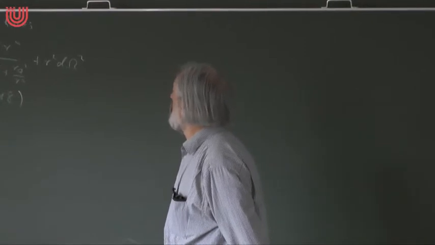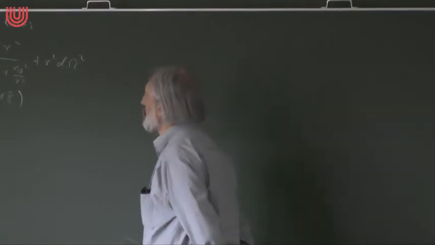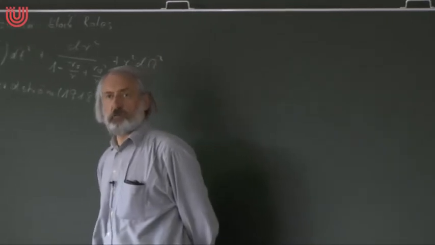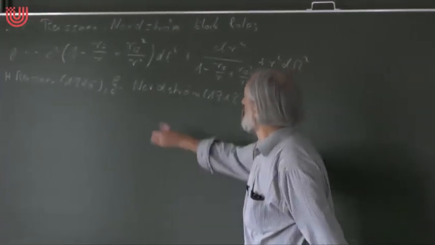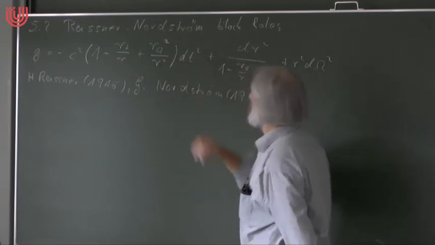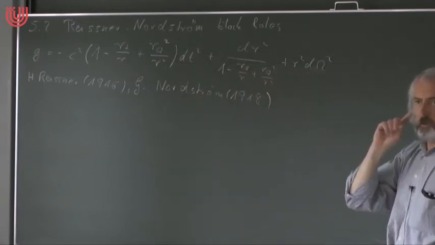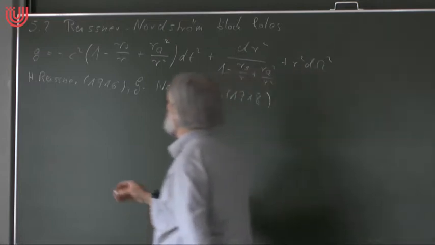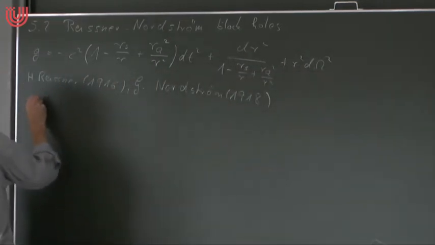So if we look at the metric, we see that it is also asymptotically flat, just as the Schwarzschild metric, because if you send r to infinity, then this goes to 0, this goes to 0, and in the limit you get the flat metric, the Minkowski metric. So it's asymptotically flat. It is spherically symmetric.